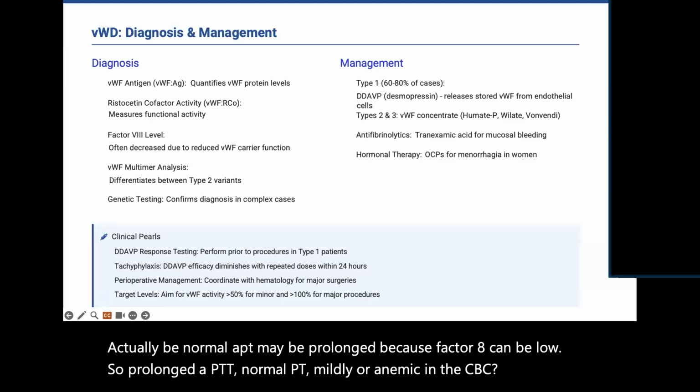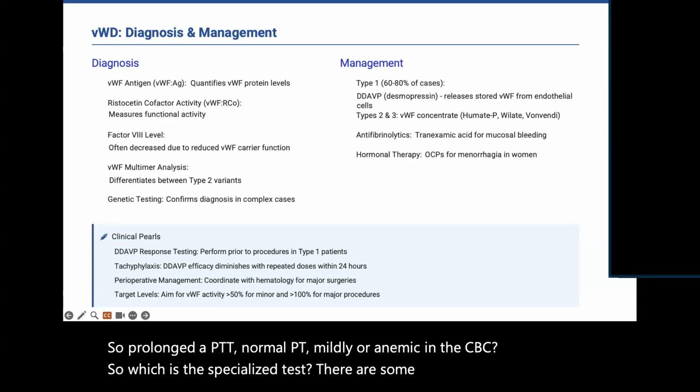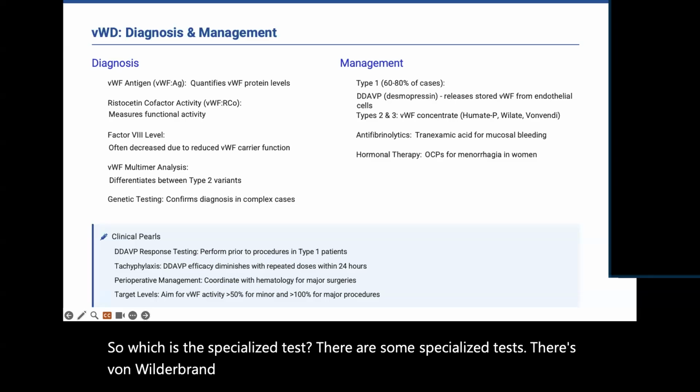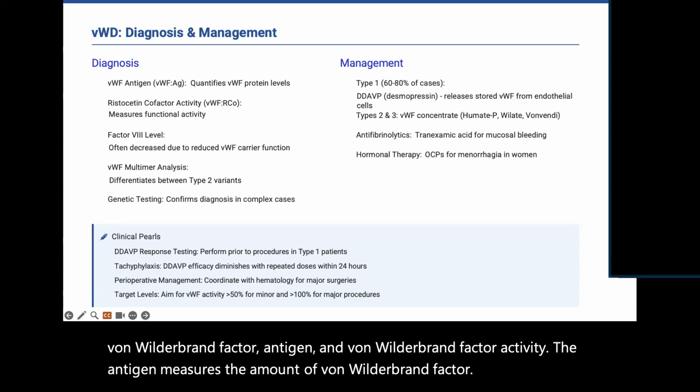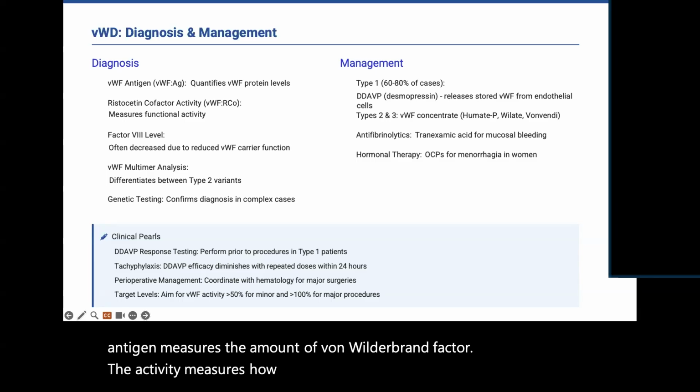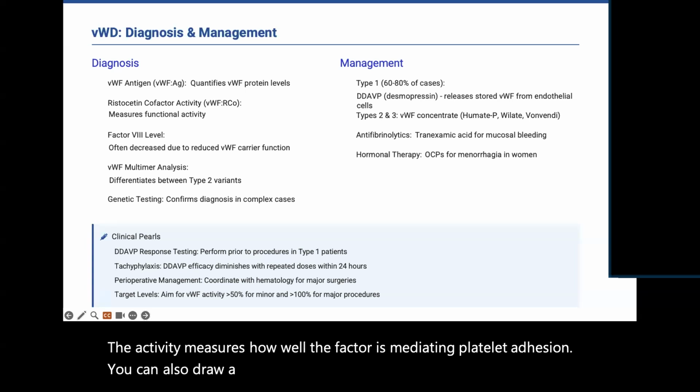So which is the specialized test? Well, there are some specialized tests. There's von Willebrand factor antigen and von Willebrand factor activity. The antigen measures the amount of von Willebrand factor. The activity measures how well the factor is mediating platelet adhesion. You can also draw a factor VIII activity assay, which is often reduced in von Willebrand's disease.